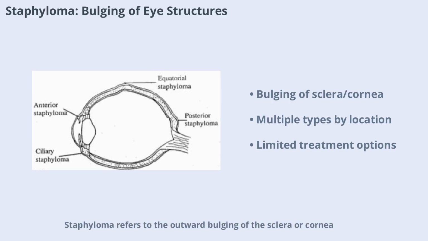Staphyloma refers to the outward bulging of the sclera or cornea, resembling a grape, due to thinning and inability to withstand intraocular pressure. It may involve the uveal tissue and is classified based on location: anterior, intercalary, ciliary, equatorial, or posterior staphyloma. Causes include corneal ulcers, glaucoma, scleritis, and high myopia. Treatment is limited, with surgical removal considered in severe cases causing bleeding or disfigurement.